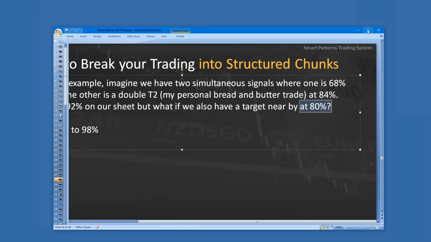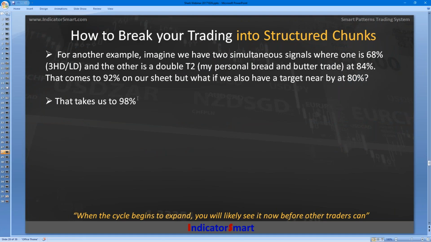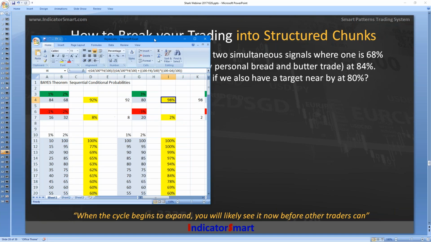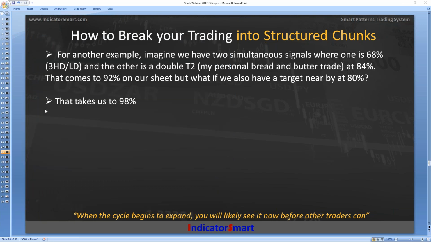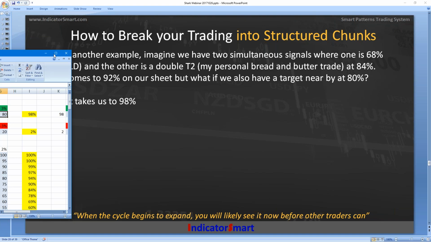Now, let me clarify. This 98%, that's great. But these two are pretty good, and that one's not as sure. What's the probability that, now I've got a probability of my probability, right? What's the probability that the number I'm keying in could be wrong? And I could actually use the sheet to show you.